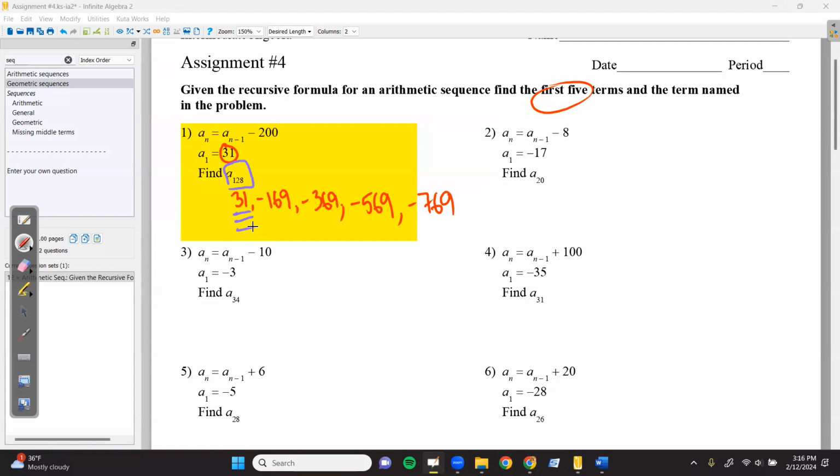Well, if I jump once, then I only get to the second platform. Then if I jump twice, I'm now at the third platform. If I jump 3 times, 1, 2, 3, I'm now at the fourth platform. How many jumps do I have to make to get to the 128th spot?